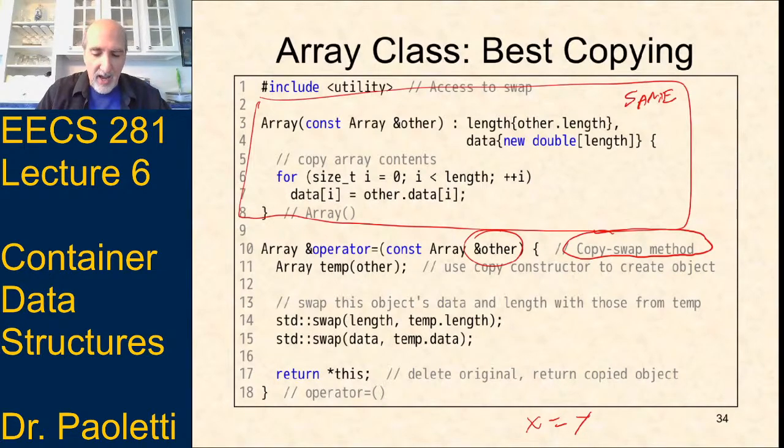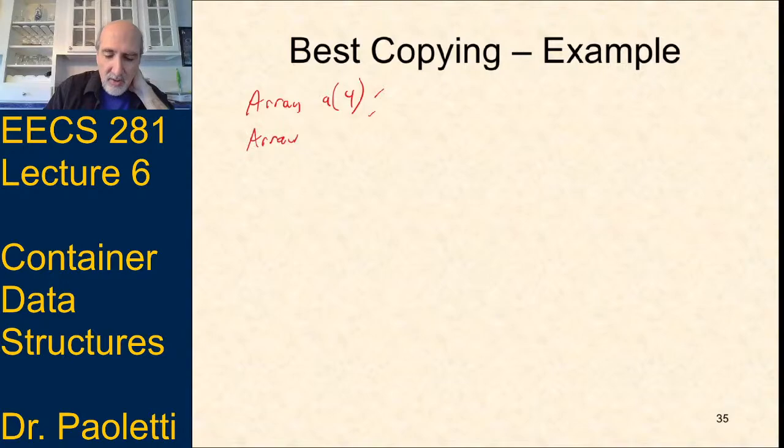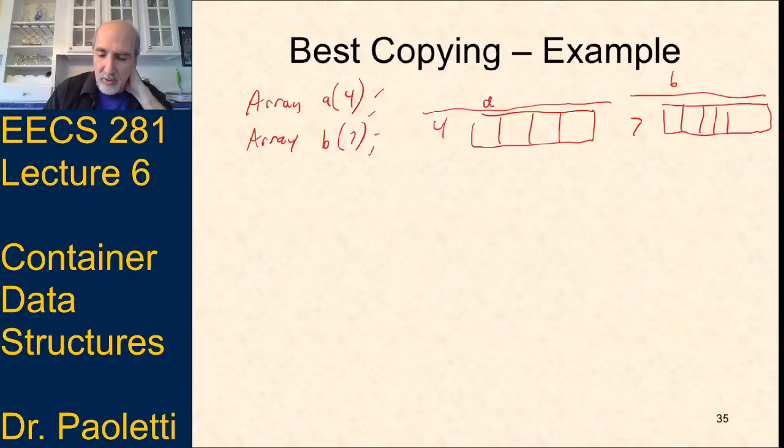Now let's look at what's really happening here. So in my main, I've got array object A has 4 elements, okay? And I put some values in there, and I've got array object B has, let's say, 7 elements. So in memory, A has a 4, and it's got an array of size 4. So object A is all of that stuff. Object B has a 7, and it's got an array of size 7. That's what's in memory.